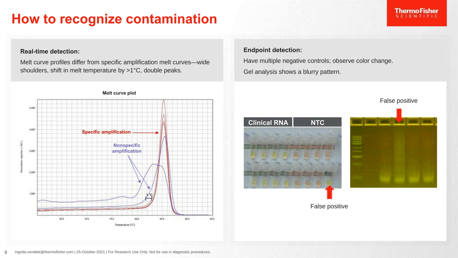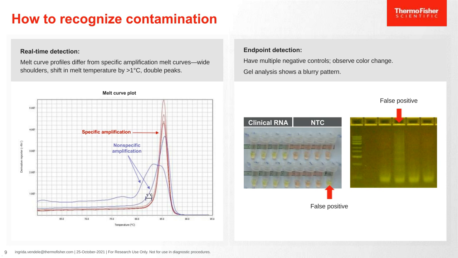Contamination can be recognized easily when a real-time detection method is selected to either screen multiple primer sets or to observe your reaction kinetics. And in such a case, a melt curve profile can be examined, and usually a specific amplification produces a sharp, narrow peak, and here it's highlighted in red, to also demonstrate that your technical replicates overlay nicely on each other, showing a specific amplicon. However, non-specific amplification can be identified by observing double peaks or wide shoulders, or even a shift in the melt temperature by more than 1 degree.